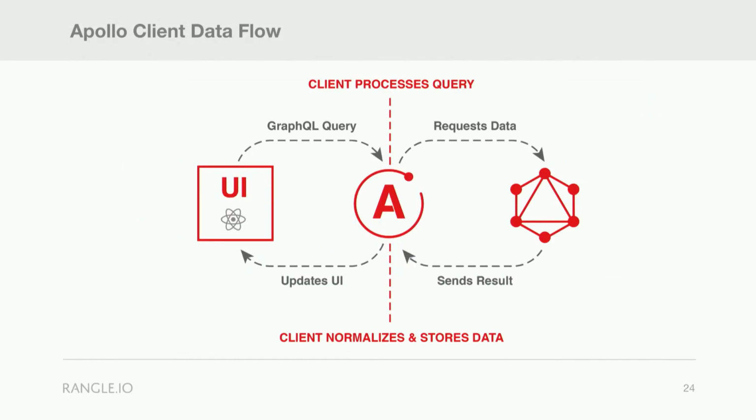Okay, so let's take a look at the Apollo cache and how it fits into the Apollo client lifecycle here. You have your bound UI component. It'll dispatch or make a GraphQL query, and then the Apollo client will process that query, request the data from the server, which sends down the result, and automatically that response is going to be normalized and cached, stored for you, and then your UI component is going to be updated. So very similar to how the Redux data flow was.